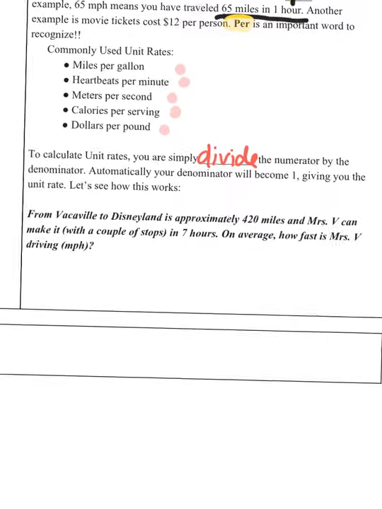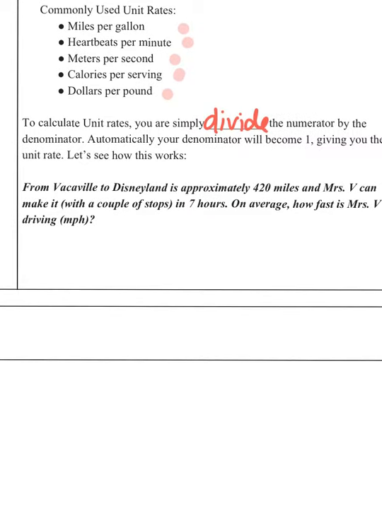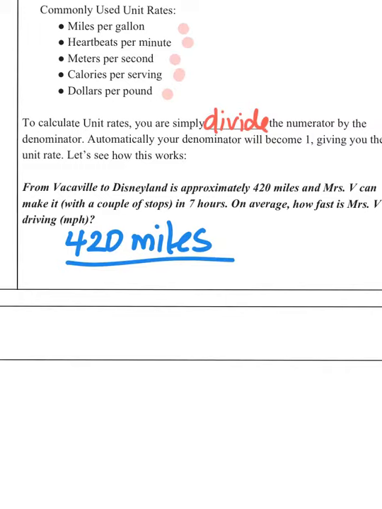Okay, so from Vacaville to Disneyland is approximately 420 miles, and Miss V can make it with a couple of stops in 7 hours. Yes, that's true. On average, how fast is Miss V driving? Meaning, how many miles per hour am I going? So you're just going to set up your ratio. And you want to label everything. 420 miles in 7 hours. And I want to know how many miles I'm going in 1 hour.